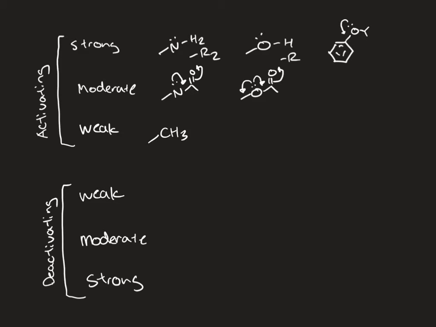Moving on to the weak deactivating groups, we have the halogens. And so halogens are weakly deactivating because they pull electron density away from the aromatic ring, therefore deactivating the ring. And so they can also have lone pairs, which will be important for later.